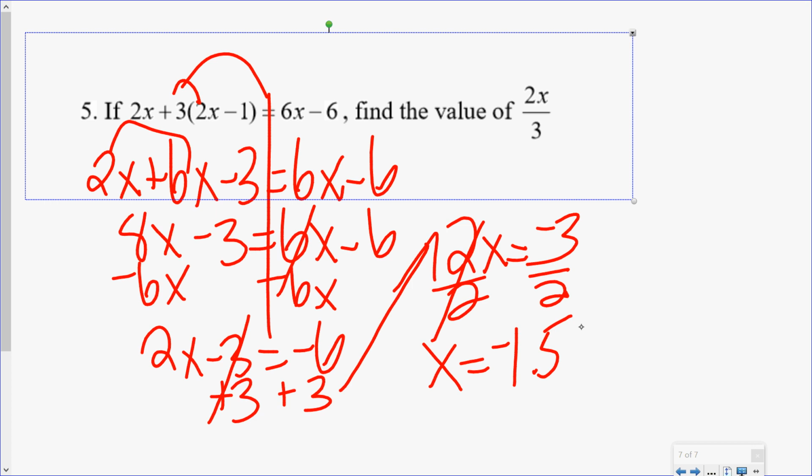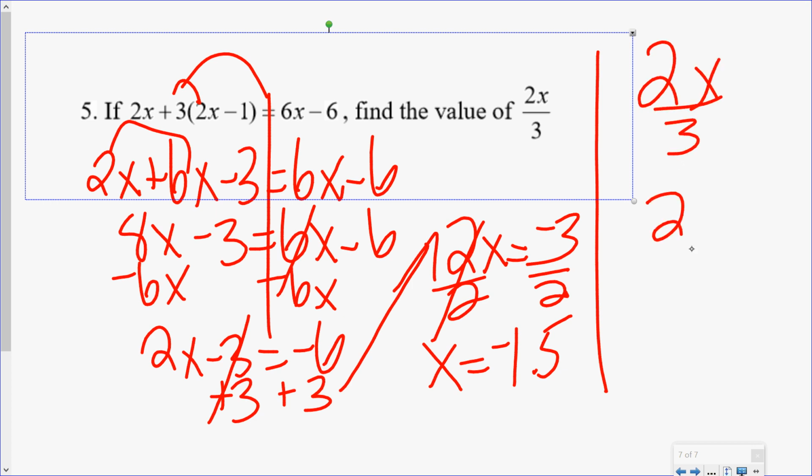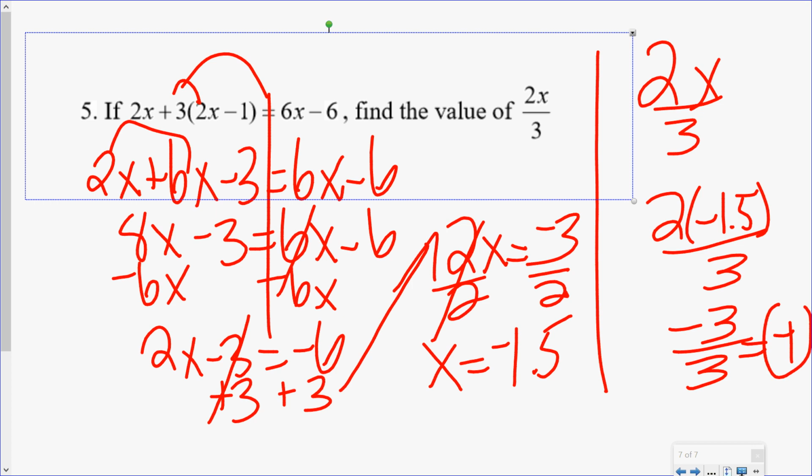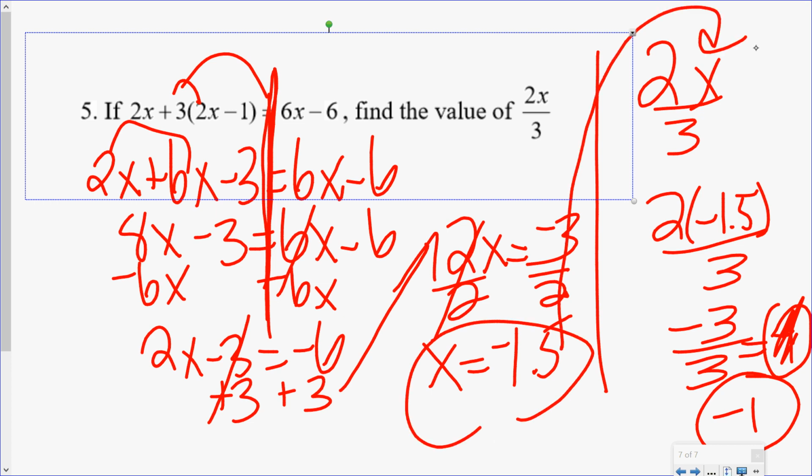So now that I have x, it doesn't want the value of x, it wants the value of 2x over 3. So it's 2 times negative 1.5 over 3, which is negative 3 over 3. That's a little sloppy, which is negative 1. So again, I'm solving the linear equation. You're Algebra 2 students, that really shouldn't be an issue for you at this point. And if it is, then just use a strategy that we talked about already. And once you solve for x, you're substituting in to whatever it wants me to evaluate for.